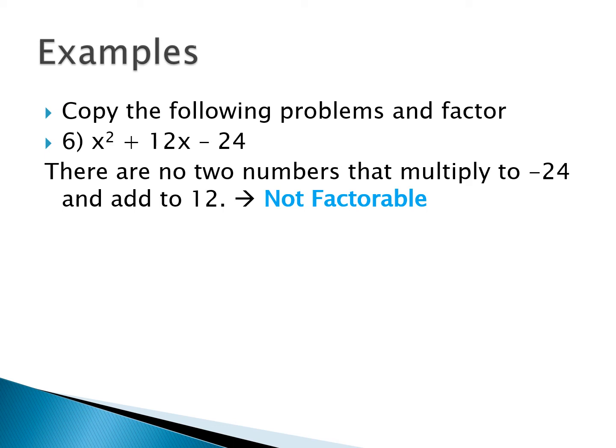This next one, there is no set of numbers that multiply to get negative 24 and add to get 12. You might say, oh, what about 6 and 4? No, that doesn't work. 8 and 3 doesn't work. 12 and 2. There are not a set of numbers that work here. So this is what we call not factorable. That's okay. That happens frequently, and you just write not factorable as your answer.